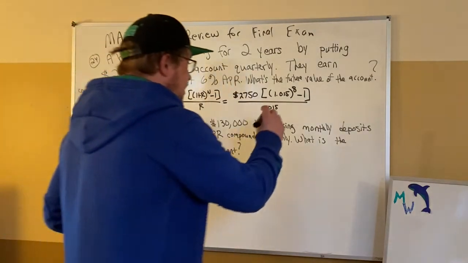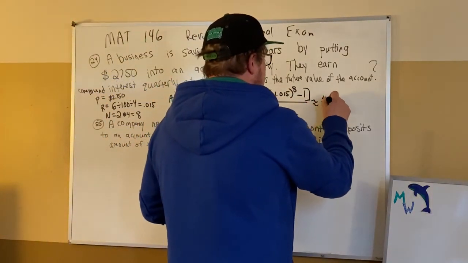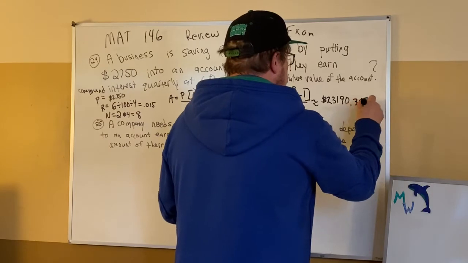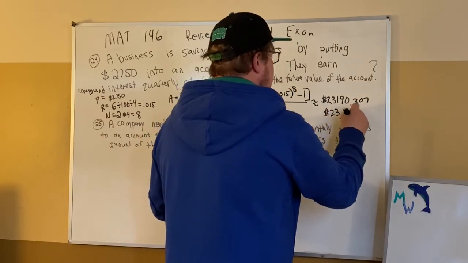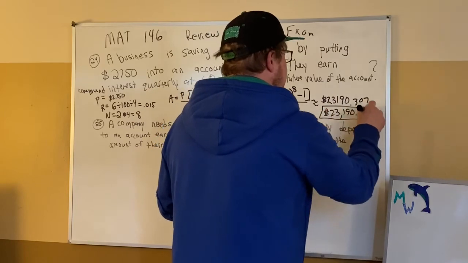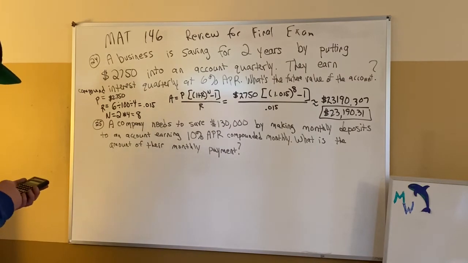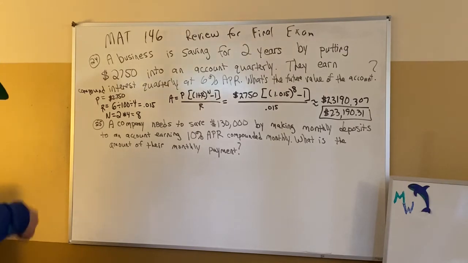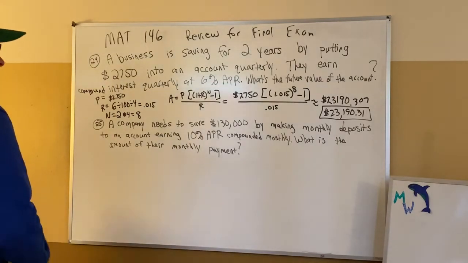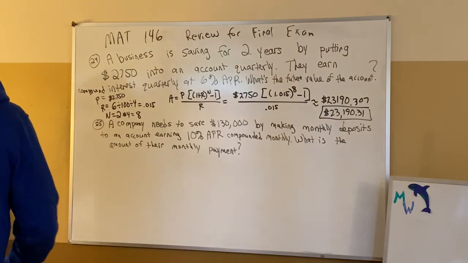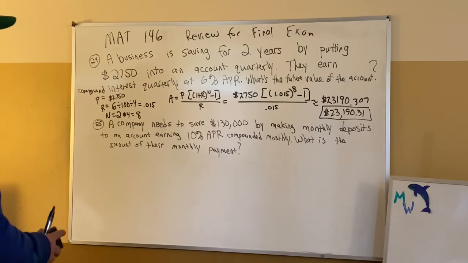Now I had said earlier, 23190.307. That's $23,190.31. And what had happened is they paid this amount in 8 times. So if I take 2,750 times 8, you'll see that 22,000 of that is their own money. There was some interest gained, but they weren't in very long. And that's where they wind up with the $23,190.31.